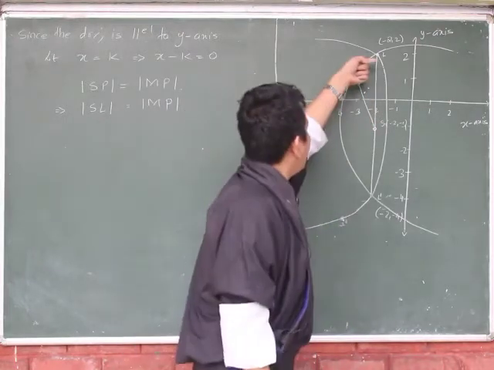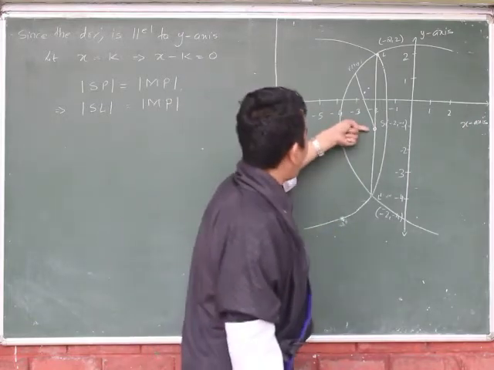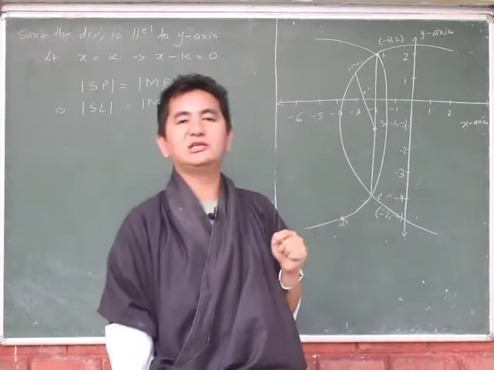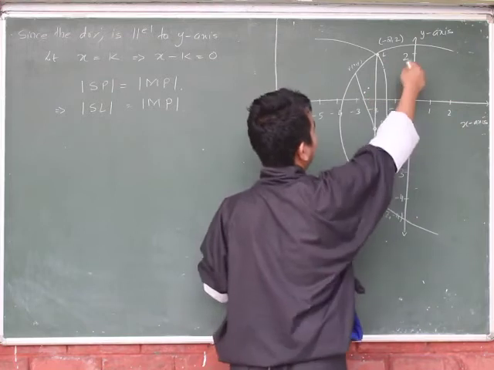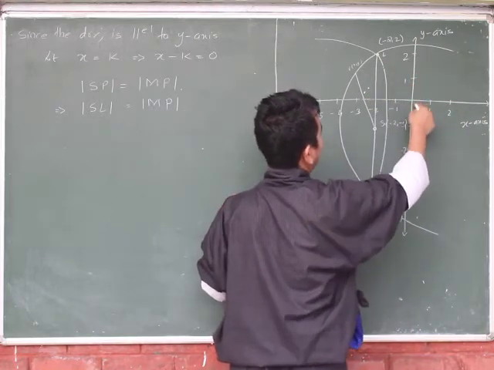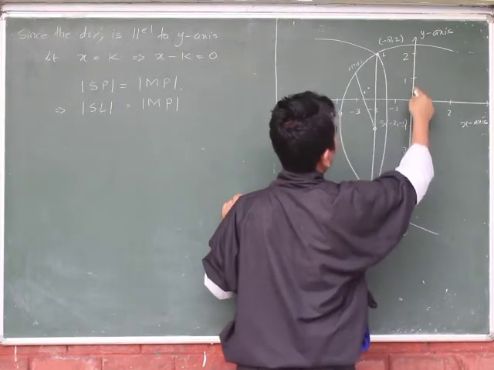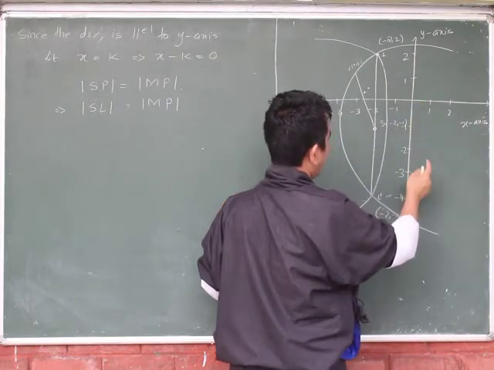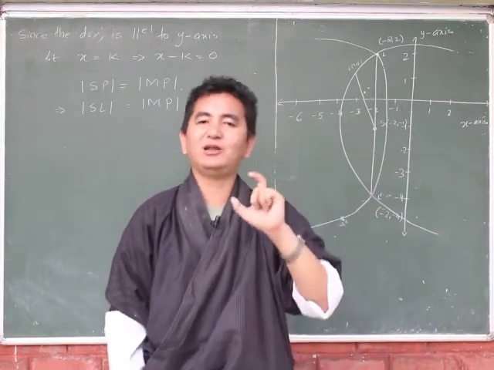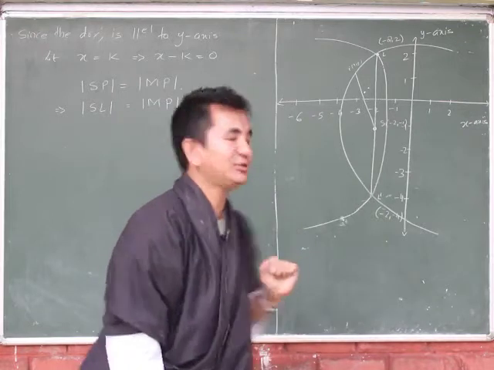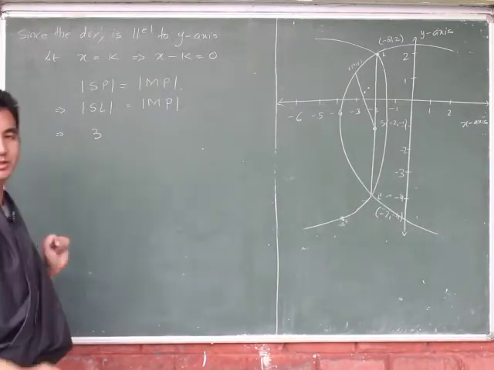Remember here, L to L dash is the length of the latus rectum, but S to L is the length of the semi-latus rectum. So L to L dash, how many units? 1, 2, 3, 4, 5, 6 units. 6 is the length of the latus rectum. So what will be the semi-latus rectum? SL will be nothing but 3 units.